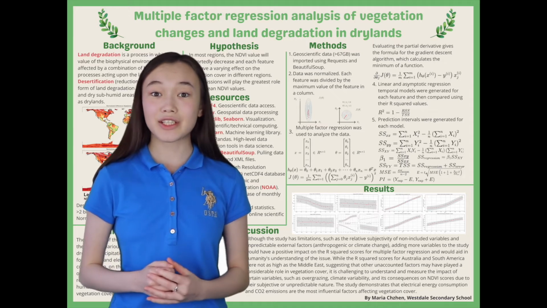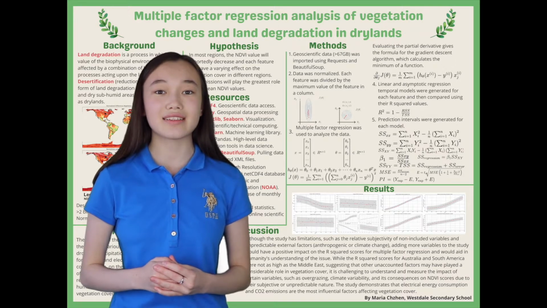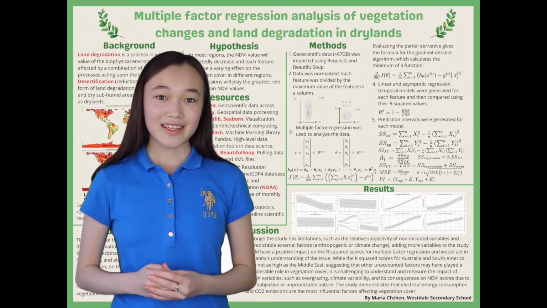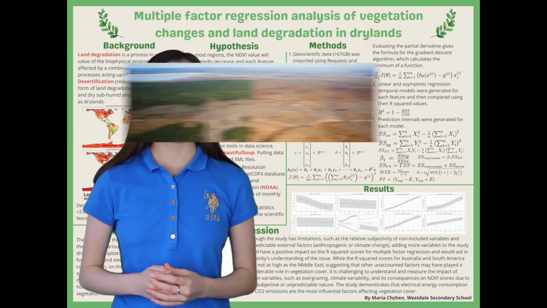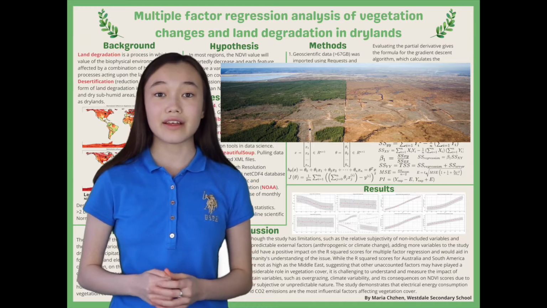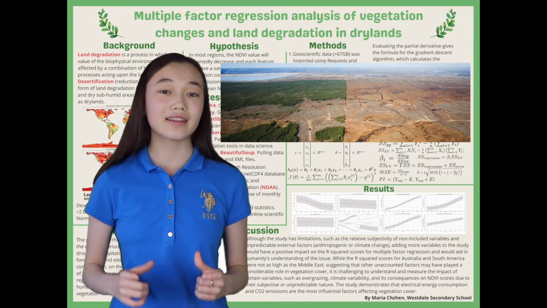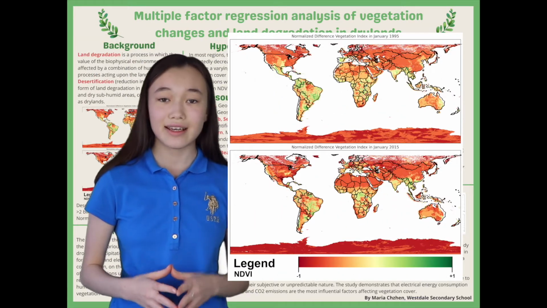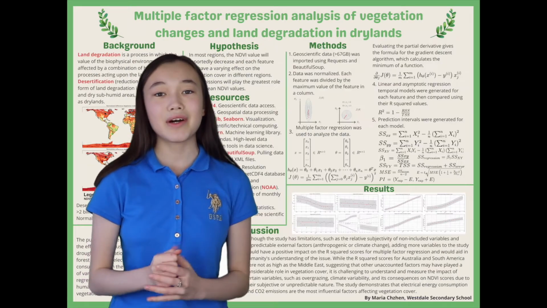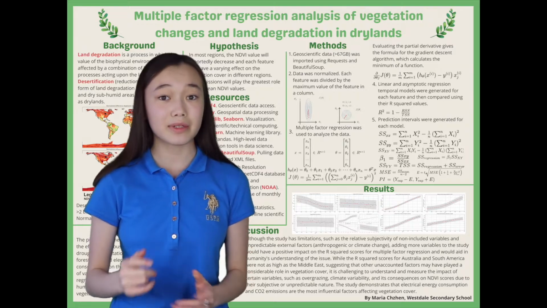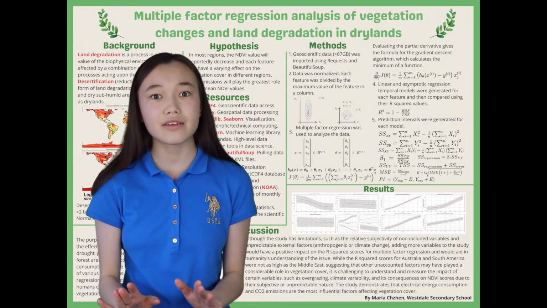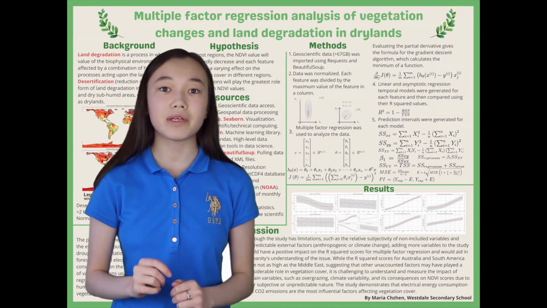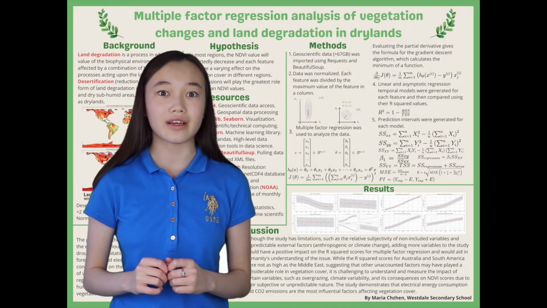For my science fair project, I did a multiple factor regression analysis of vegetation changes and land degradation in drylands. Land degradation is a process in which a biophysical environment is impacted by various anthropogenic processes acting on the land and is quantified with the normalized difference vegetation index, NDVI. Simply put, it is fertile land becoming unproductive, and it is a massive issue for the 2 billion people living on drylands. Up to 50 million people could be displaced just by 2030.